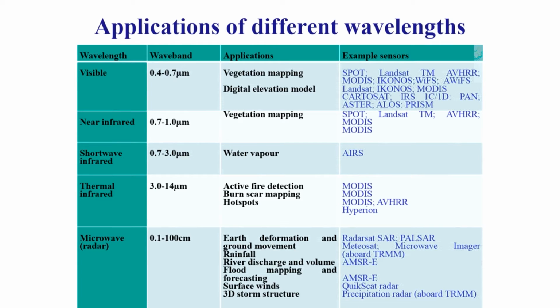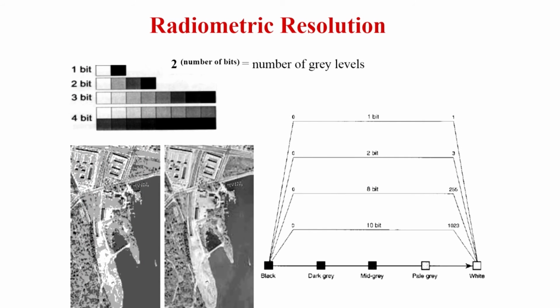So these are general applications for the different wavelengths. The visible is used for vegetation mapping. I have organized it in terms of the plant species, but it can be used for various other geological and urban studies also. The thermal infrared is for active fire, burn scar, hotspots. Microwave, again for vegetation structures, all these applications.